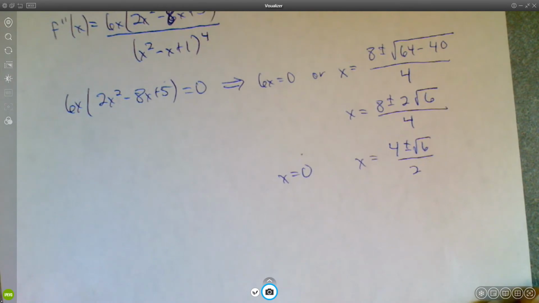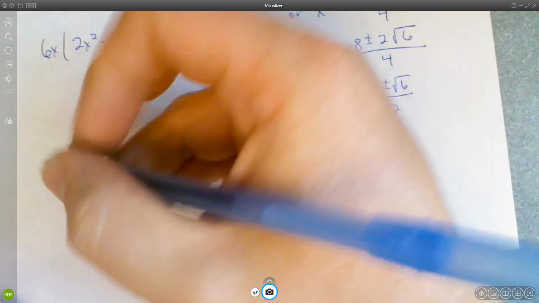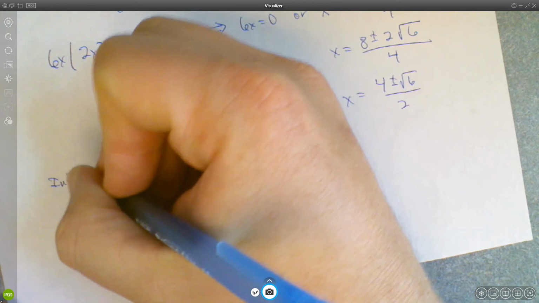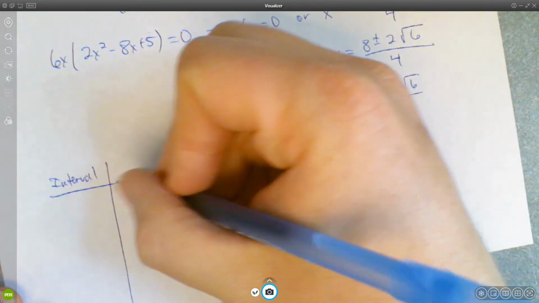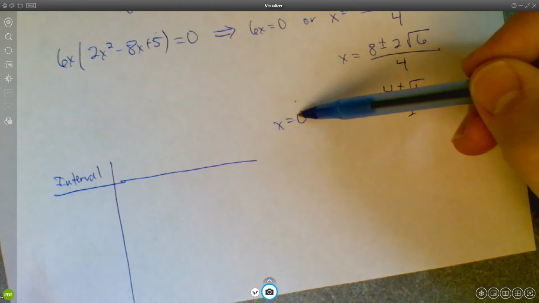But now I have to do the same thing as I did up here, and figure out where it's concave up and concave down. So, let's see, 4 minus root 6. I've got to get these in order. So 4 minus root 6 over 2 is approximately 0.77. So 0 comes before that.